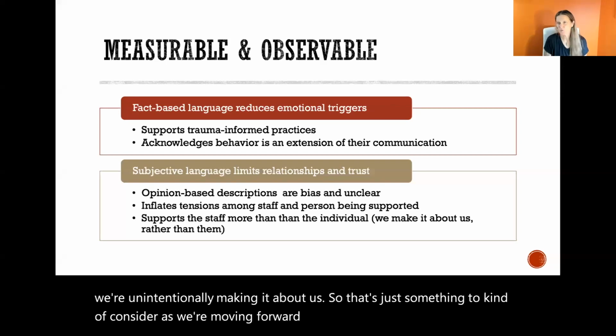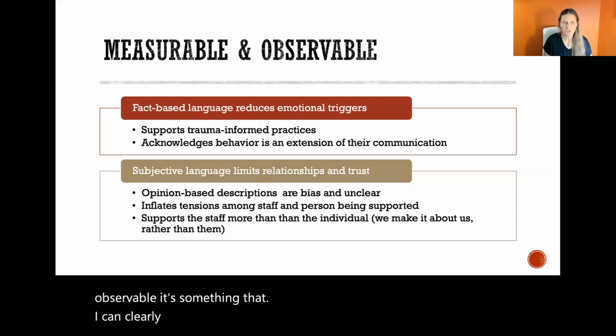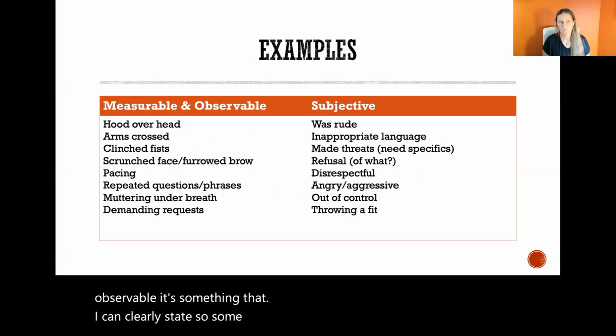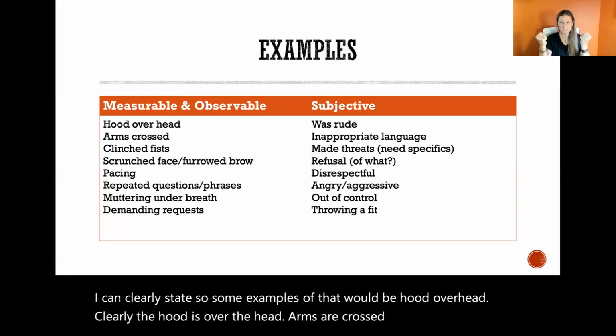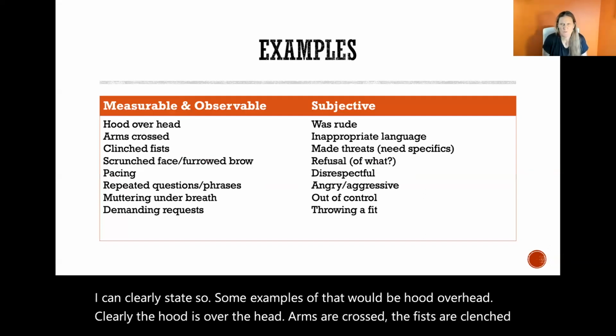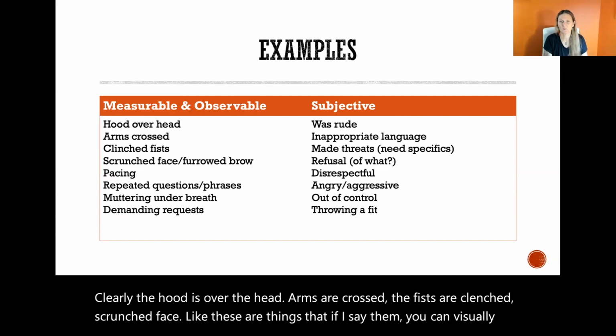And I always say measurable and observable. It's something that I can clearly state. Some examples of that would be hood overhead. Clearly the hood is over the head. Arms are crossed. The fists are clenched. Scrunched face. These are things that if I say them, you can visualize and know exactly what that is.